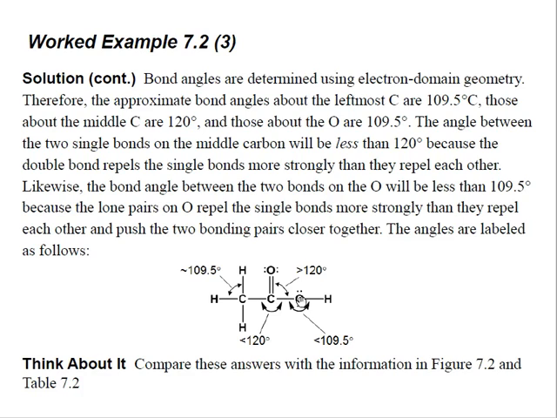The angle between the 2 single bonds on the middle carbon will be a little bit less than 120 because the double bond repels the single bonds more strongly than they repel each other. And also the bond angle between the 2 bonds on the oxygen will be a little bit less than 109.5, and that's due to the fact that the lone pairs on the oxygen repel the single bonds more strongly than they repel each other, therefore pushing the bonding pairs closer together. And all of the angles are labeled here.